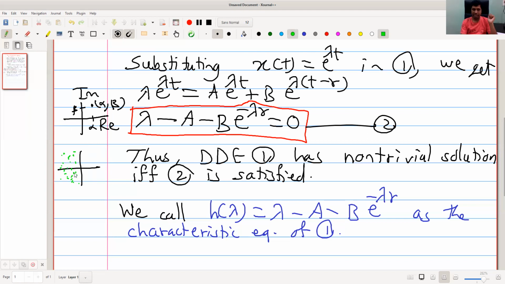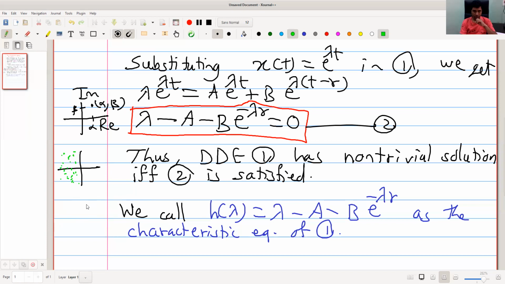If all the eigenvalues of the characteristic equation are on the left side of the vertical axis, then we say that the differential equation is stable. In this case, the next result shows that there are only finitely many eigenvalues which are on the right side of the vertical axis, so we don't have to bother about it.